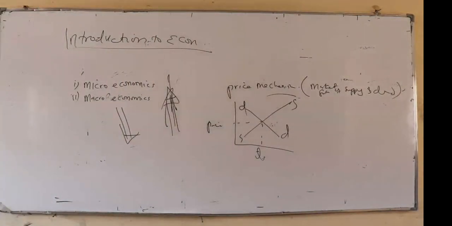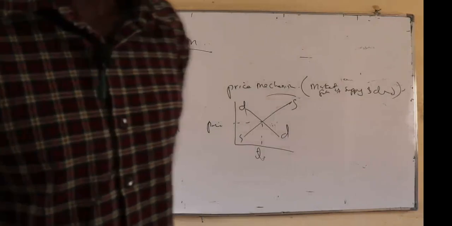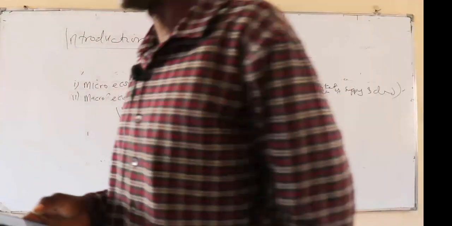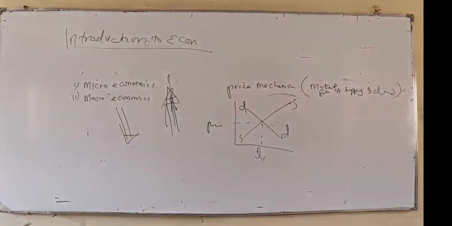So the last feature of this free market economic system, as we have seen, is lack of government intervention.